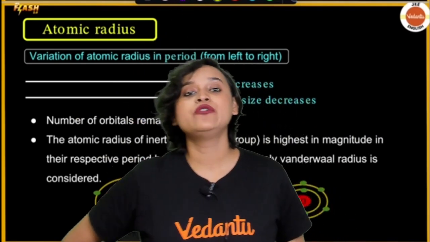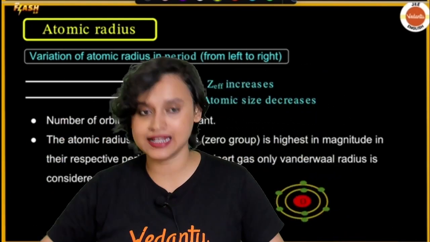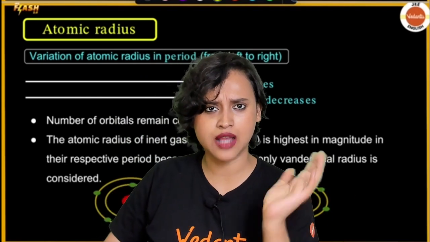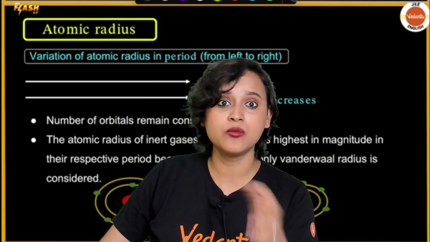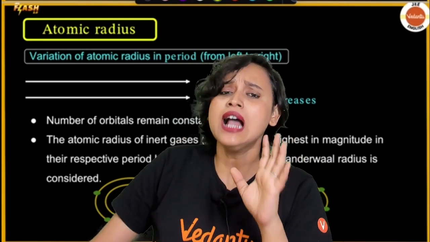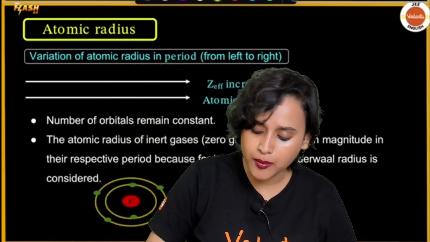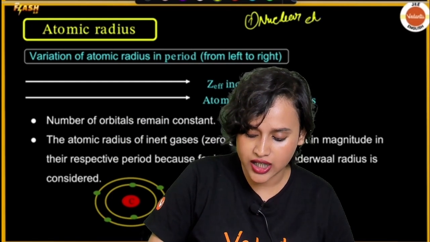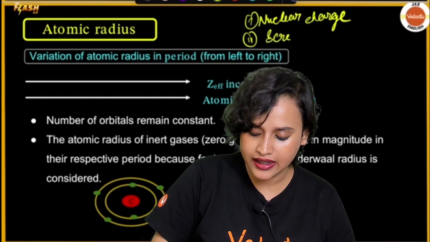When we move left to right, we see that the atomic radii decreases. Now you will think, but ma'am, how is this happening? The atomic number is increasing. If the atomic number is increasing, that means there are more protons, more electrons. Ideally, it should increase. But why is that happening? Actually, you know what? Atomic radii depends on two factors. Number one is your nuclear charge. How much charge does the nucleus have? And number two is the screening effect.